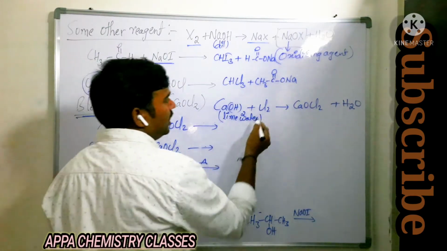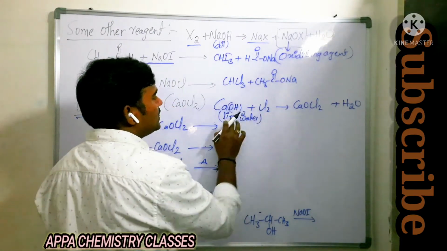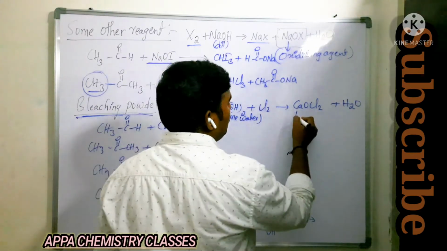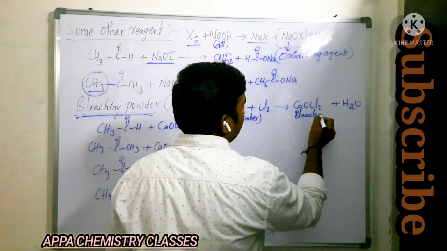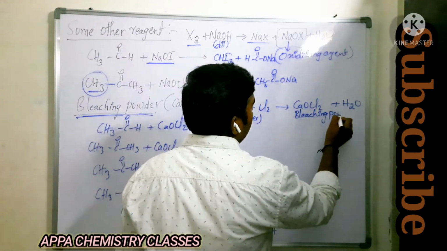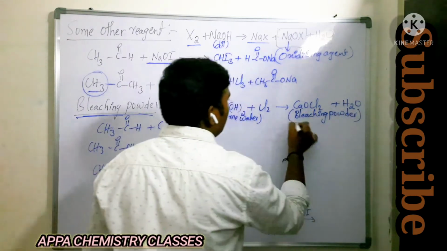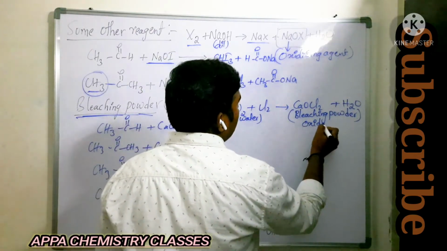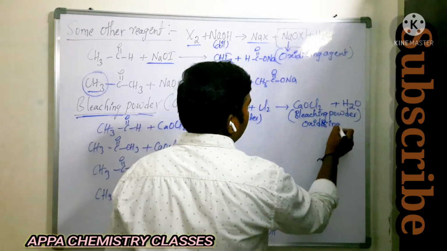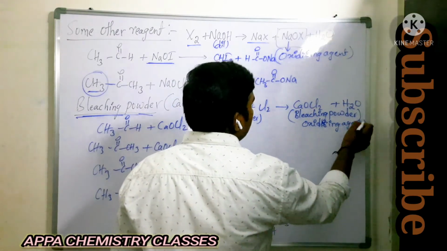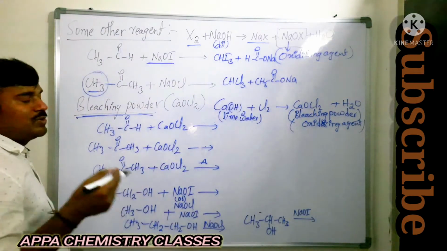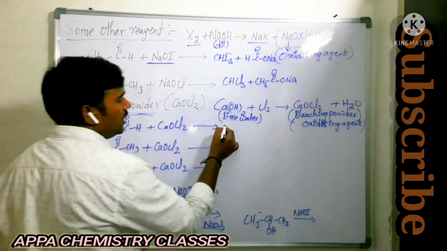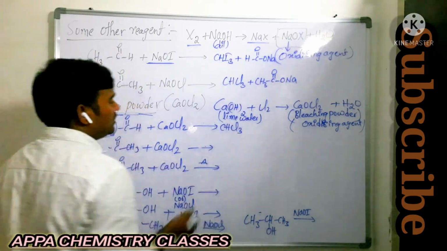That lime water reacts with chlorine gas. The chlorine oxidizes lime water to calcium oxychloride. This calcium oxychloride is called bleaching powder. This bleaching powder will also act as an oxidizing agent, which oxidizes the aldehydes and ketones containing the alpha methyl group into haloform. Now we are getting haloform, CHCl3.